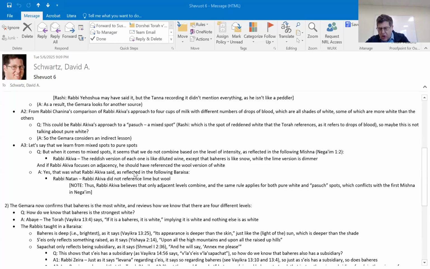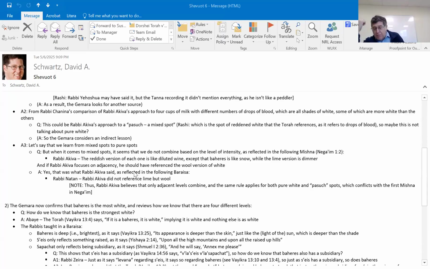Ella shel Baheres azah kesheleg, except that the Baheres version is white like snow. The shel sid deha hemena, and the lime version, which is the Tolda, that's 1 and 3, because he's not referring to Se'es now, he's referring to 1 and 3. That's the one that goes with it. It's not quite as white.